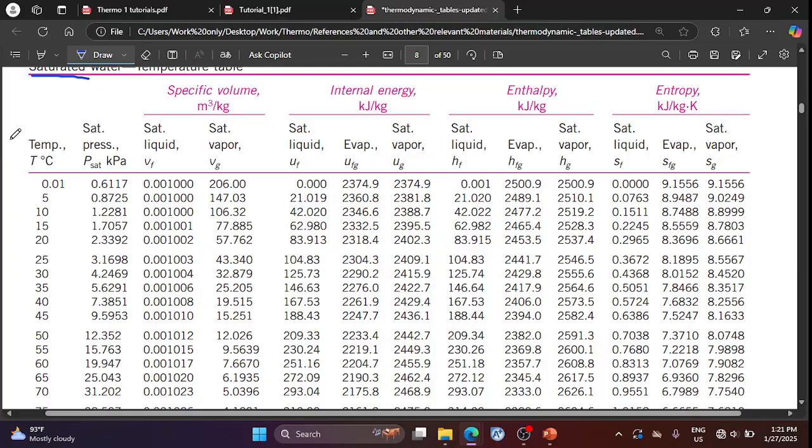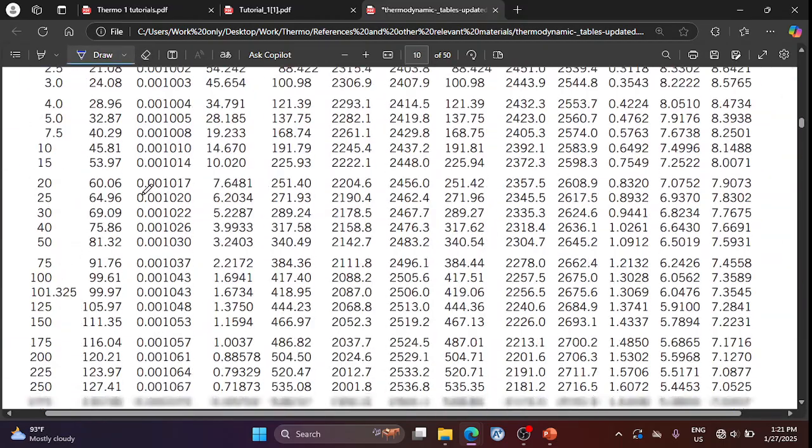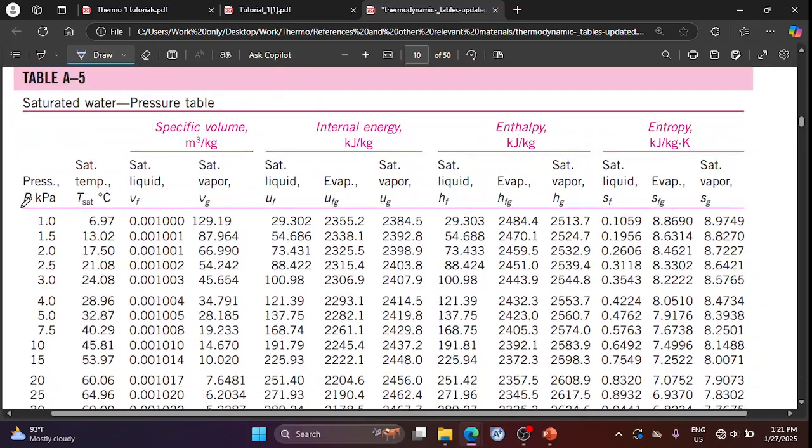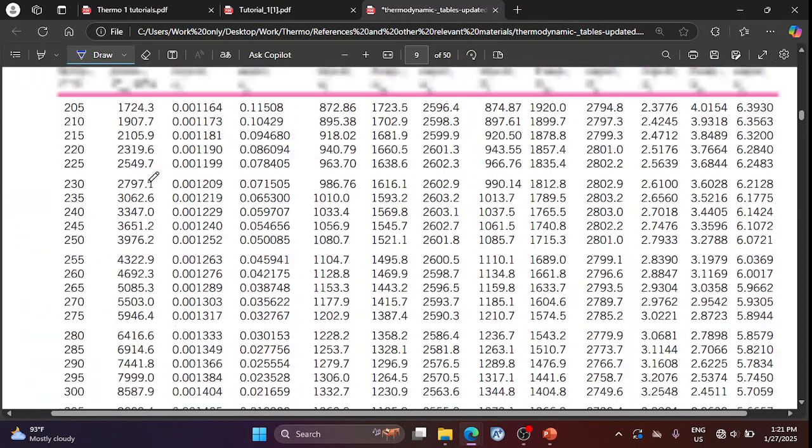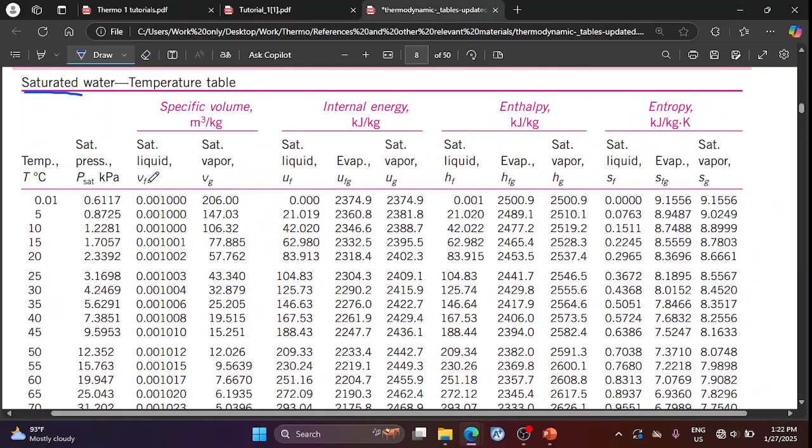So we'll start with the saturated part of our steam tables. When you look at the steam tables, for the first two columns we usually have either temperature or pressure starting. It gives us the temperature and its corresponding saturation pressure, or the pressure and its corresponding saturation temperature. Saturation pressure just means the pressure at which your system is saturated. So if I'm at 5 degrees Celsius, I need a pressure of 0.8725 kilopascal for my system to be saturated.